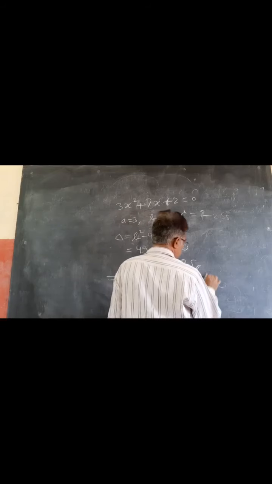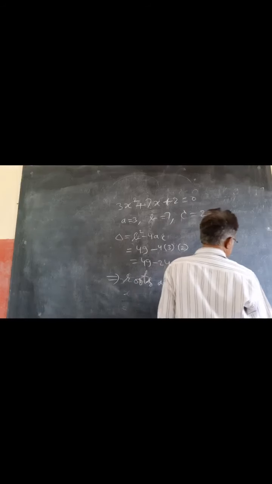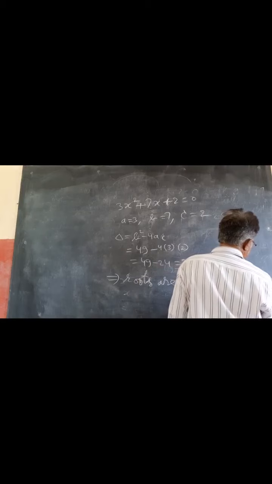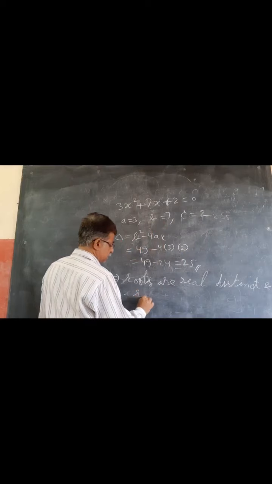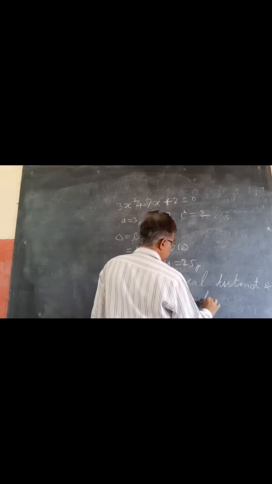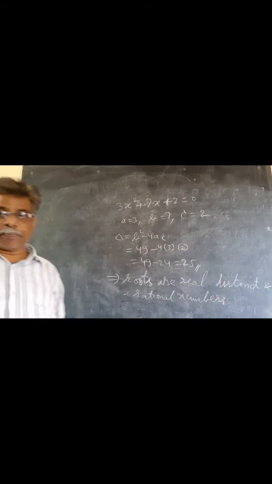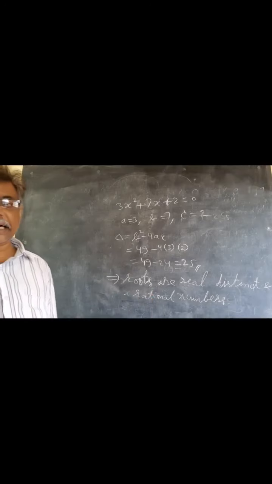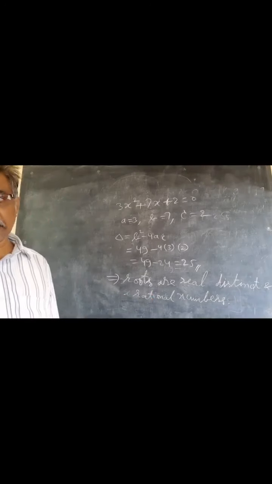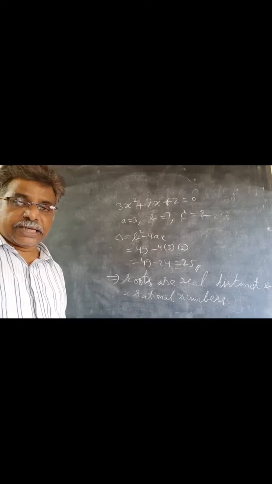So I can say roots are real, distinct, rational numbers. Since I got discriminant is a perfect square as well as a number greater than 0. Perfect square means automatically always greater than 0. So we will get roots are real, distinct and rational.